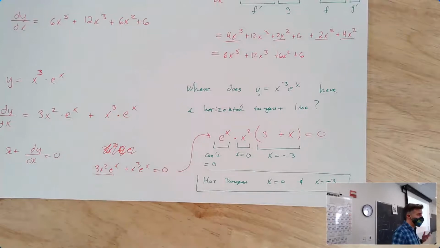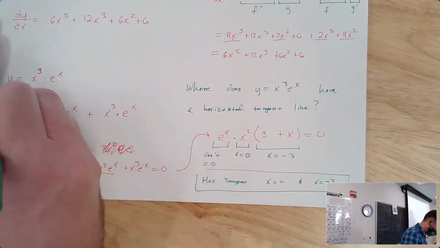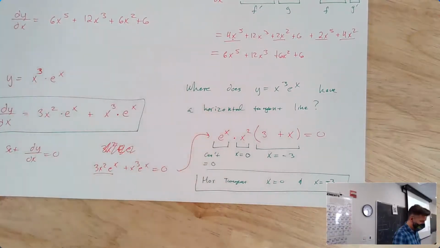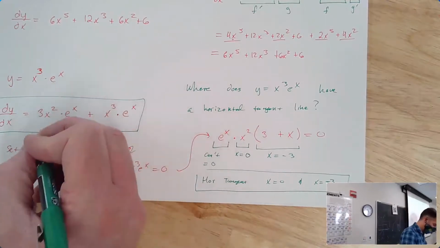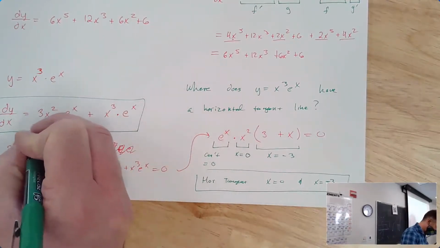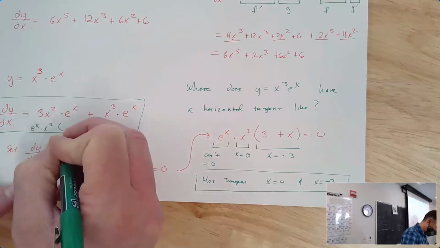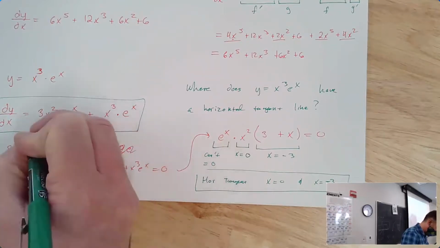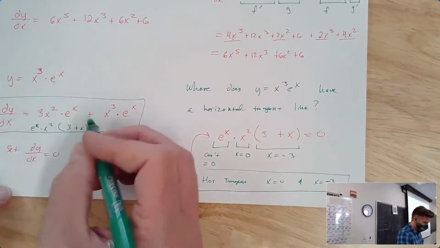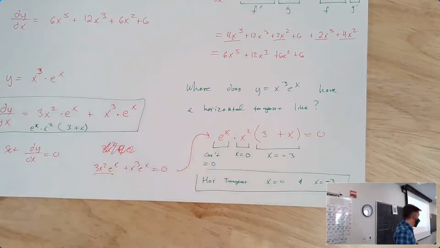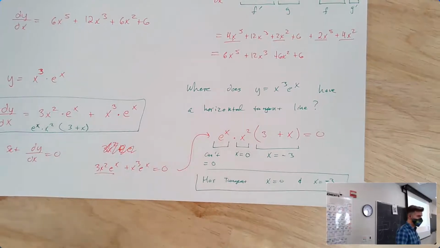Normally, if I was finding the derivative, I would totally leave it like this. But other people might decide to say, well, I should just factor that and write it as e to the x times x squared times 3 plus x. And that is equally good, and maybe more useful if you're trying to find where you have a horizontal tangent line. And that's kind of it as far as the product rule.